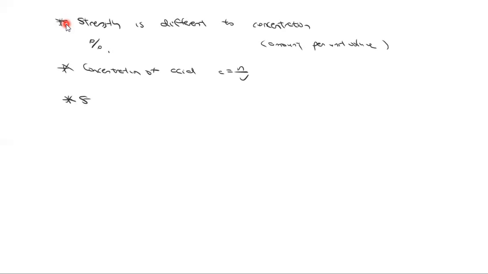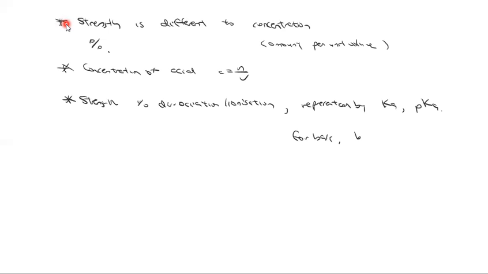Whereas strength depends on how well it dissociates or ionizes, depending on if you're talking about an acid or a base, and that can be represented quantitatively by Ka, or alternatively pKa. For a base, that will be the equivalent, Kb or pKb. But it's essentially the same.